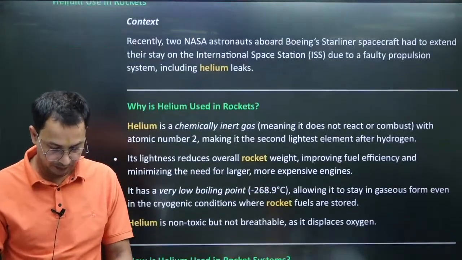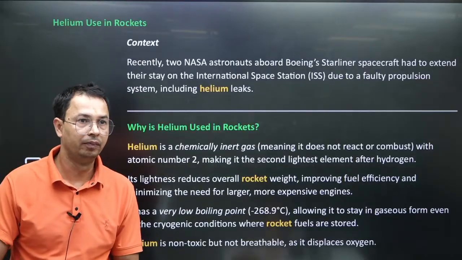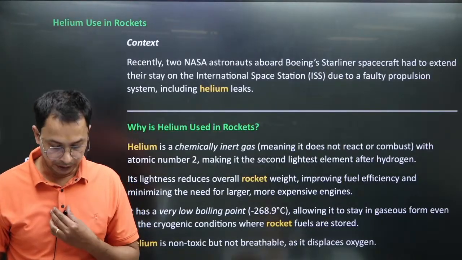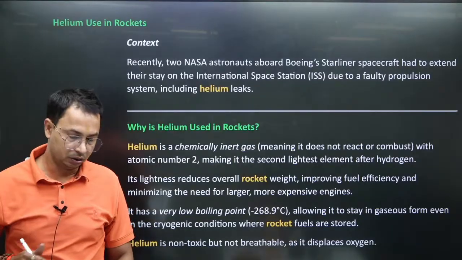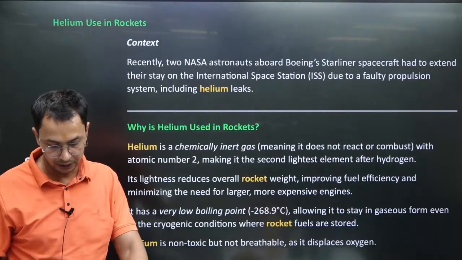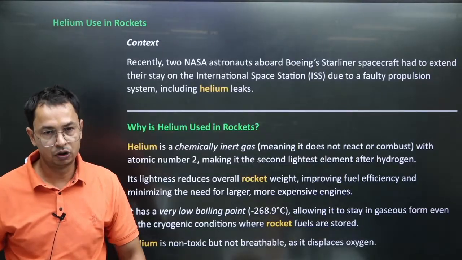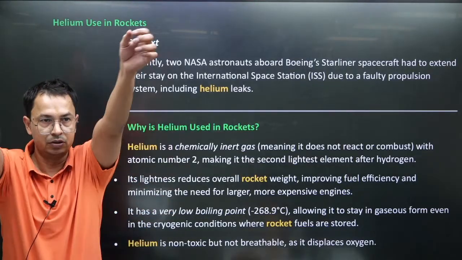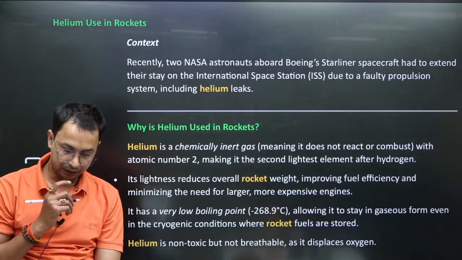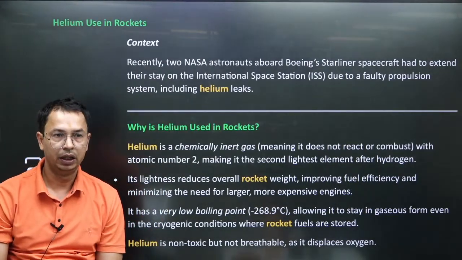Then let's read a little about helium: what happened with helium, and why we use helium in the rocket. See, helium is an inert gas, and it is second in the periodic table, so it is also a very light element. And that is why we are using helium in the rockets.